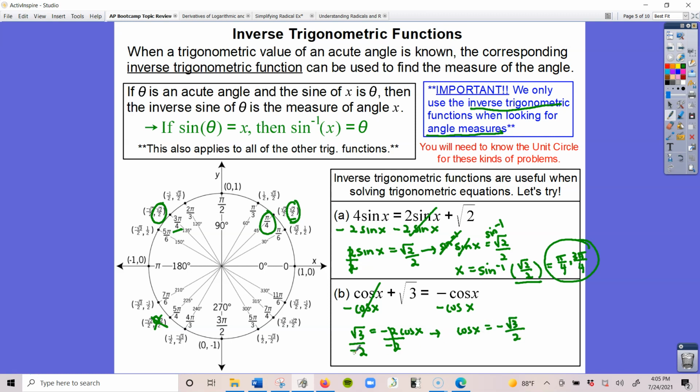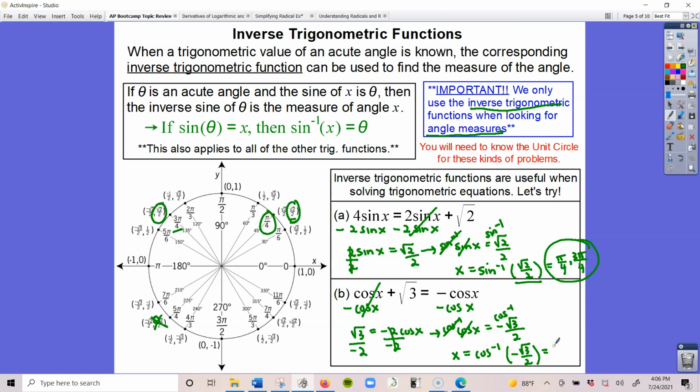Remember that it does not matter where I put this negative, it means that the entire fraction here is negative, and that's what I'm indicating here. So now to solve for x, in order to isolate it, we need to apply the inverse of cosine to both sides. So x is equal to the inverse cosine of negative square root of 3 over 2.